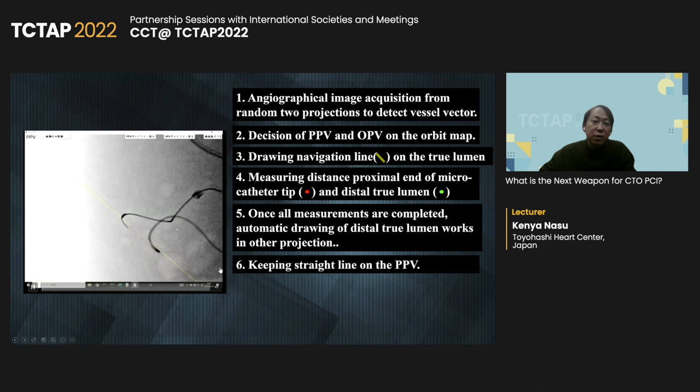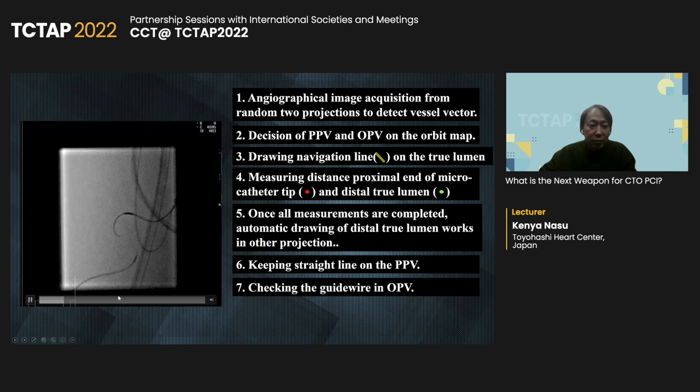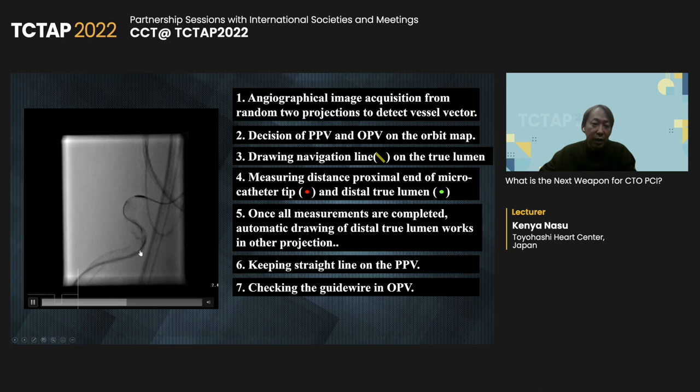So this is the heartbeat synchronized angiogram. So the CTO segment is almost stopped. And also we can check the wire position from the objective perpendicular view. So you can see the wire is almost reaching the distal cap of the CTO. And finally, we can confirm that the wire has crossed the CTO region.